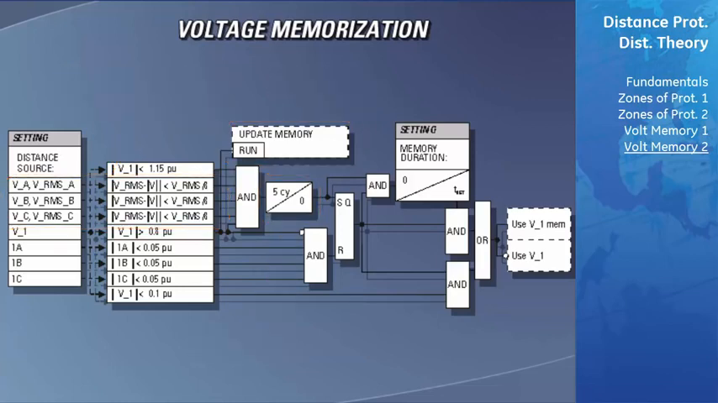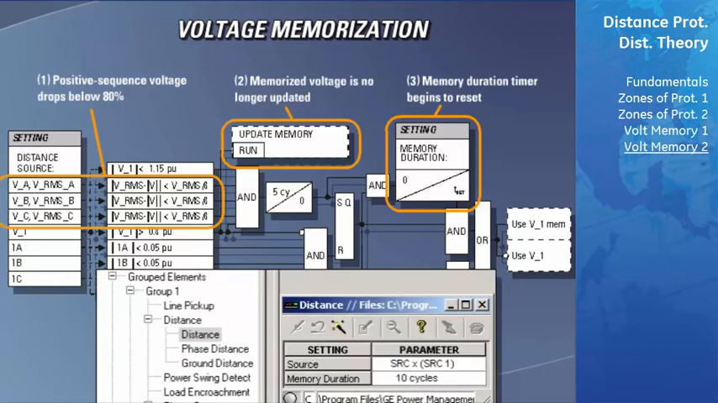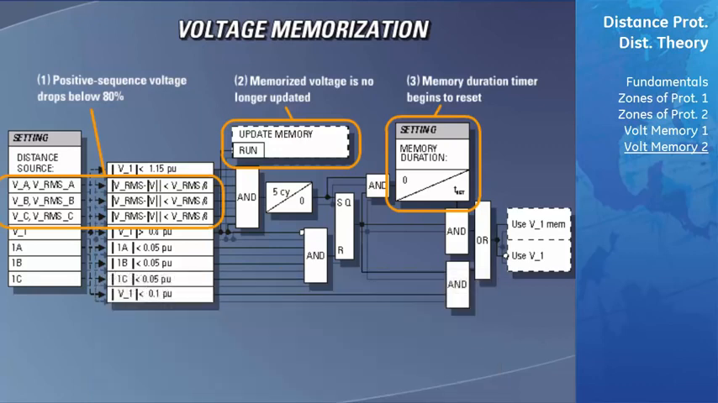Once a 3-phase fault occurs, the positive sequence voltage will drop to below 80% of the rated voltage, and the voltage memory circuit will operate in the following manner. The D60 will detect the positive sequence voltage has dropped to below 80% of the rated voltage. The recording of the voltage will stop, and the memorized voltage will now be equal to the last voltage recorded before the fault. The memory duration timer, which determines how long the memorized voltage will be used, starts to time out. This duration time is set in cycles and is programmable by the user. The setting of this timer will be demonstrated in a later example. The memorized voltage will now be used in all directional comparisons.